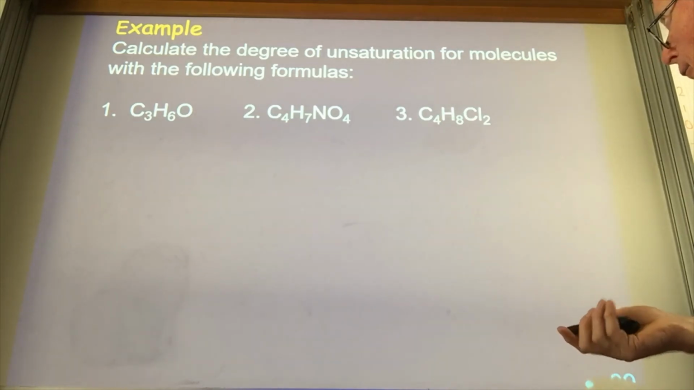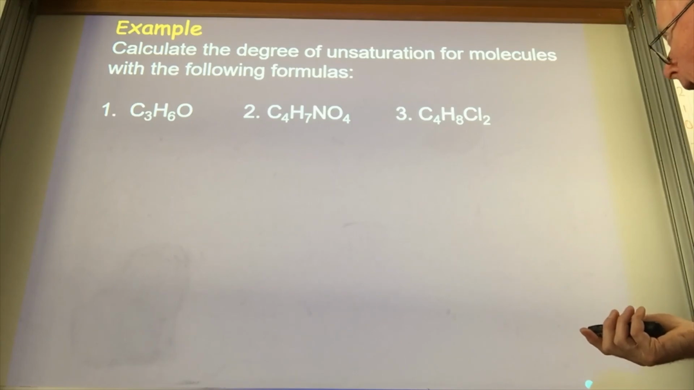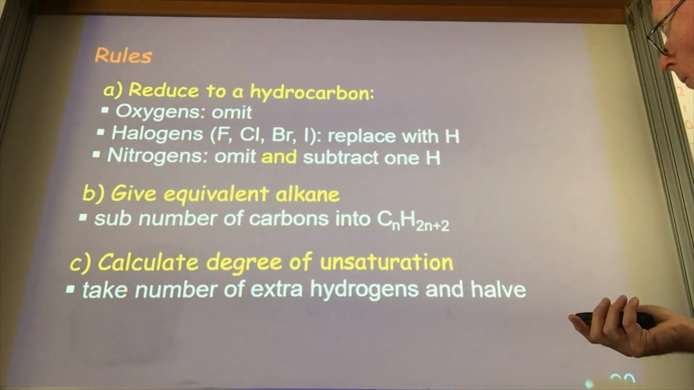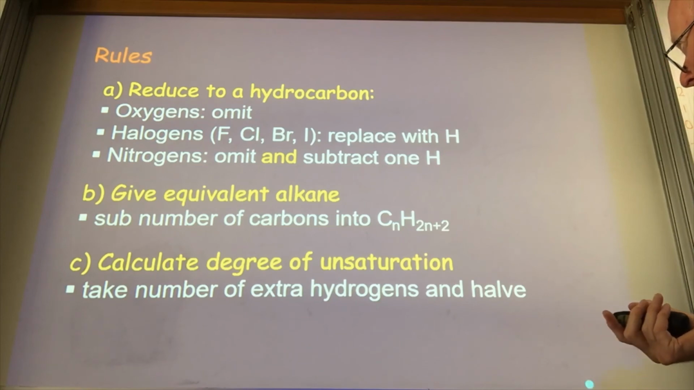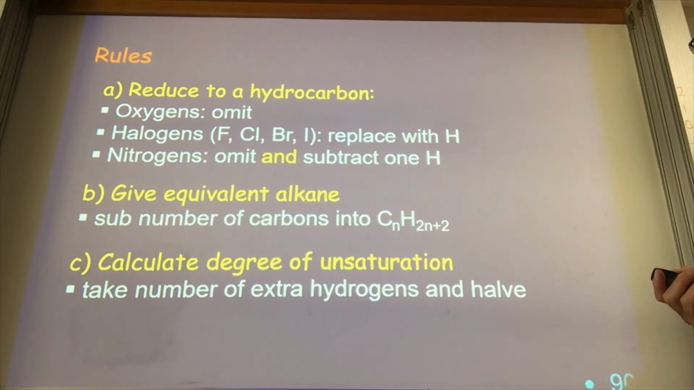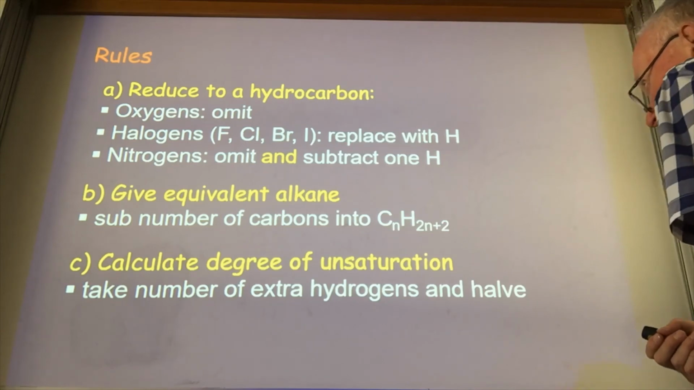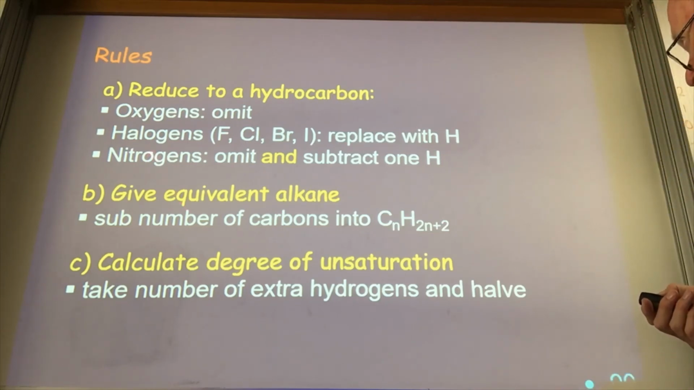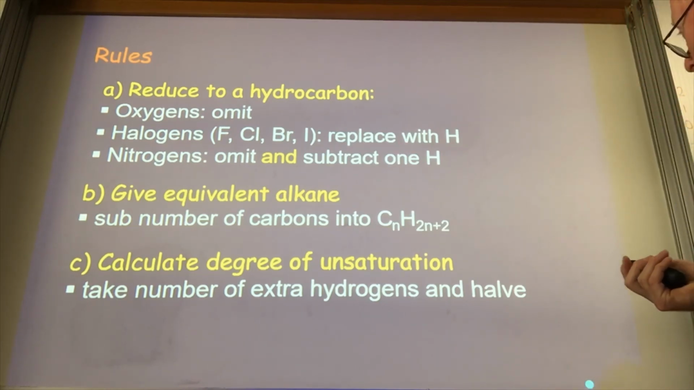Now, we go through the rules this way. We take the molecular formula and reduce it to a hydrocarbon. So any oxygens, we just forget about them. Any halogens, we just pretend they're hydrogens. That's pretty automatic because all a fluorine does is replace a hydrogen, so it pretty much acts as a hydrogen anyway. And then nitrogens, they're the tricky one. You leave it off and you subtract 1 hydrogen. So just delete it and minus 1H.